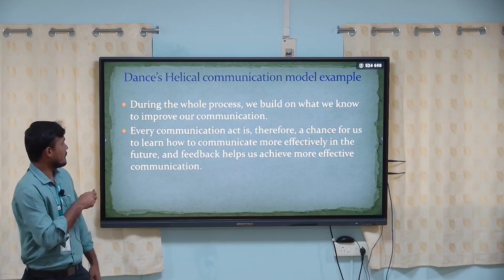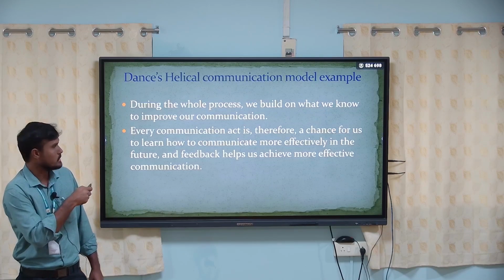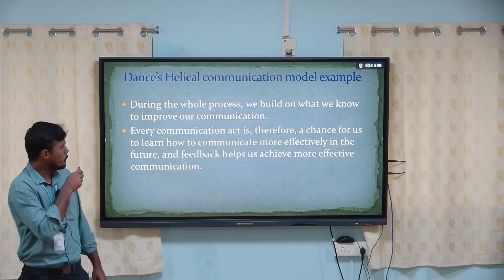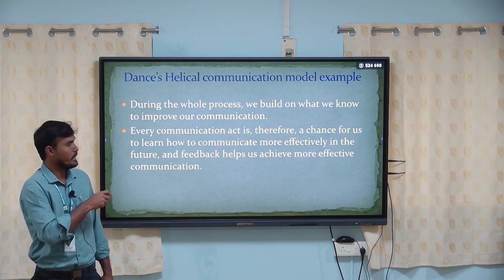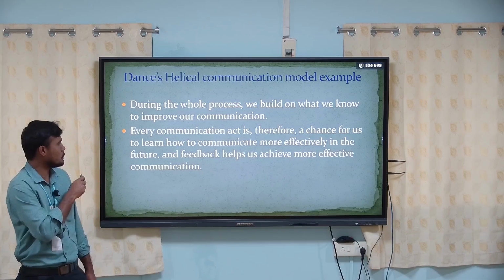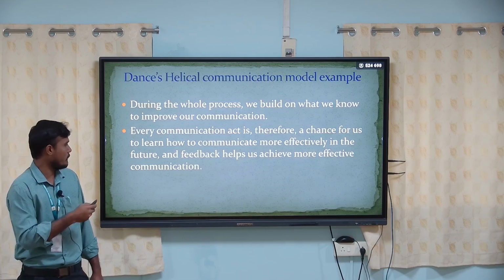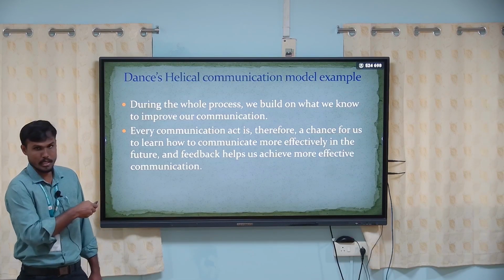So, the trans-helical model of communication example. During the whole process, we build on what we know to improve our communication. Every communication act is therefore a chance to learn how to communicate more effectively in the future, and feedback helps us achieve more effective communication.